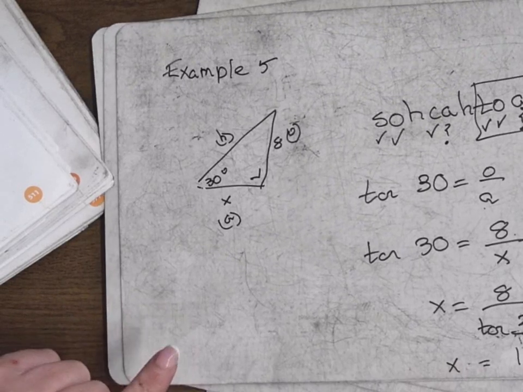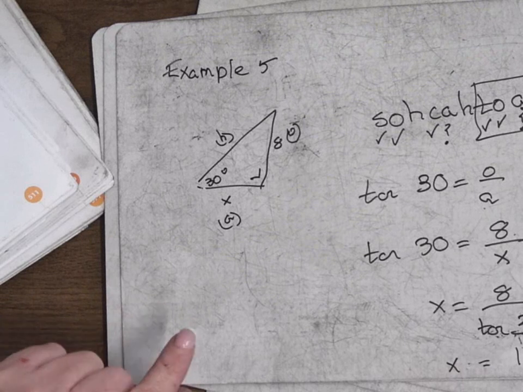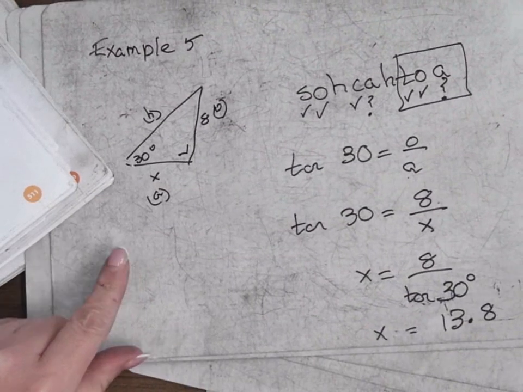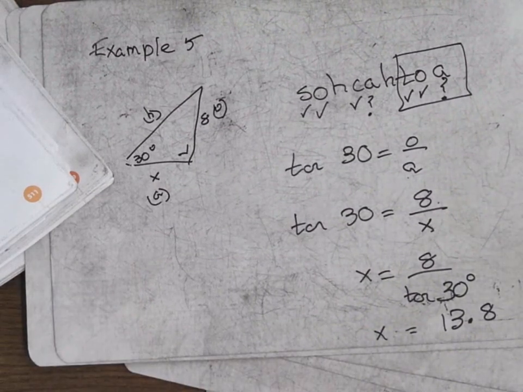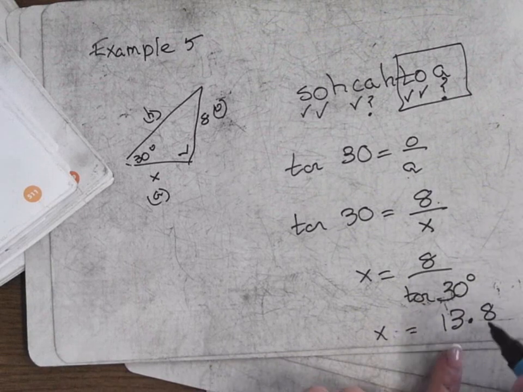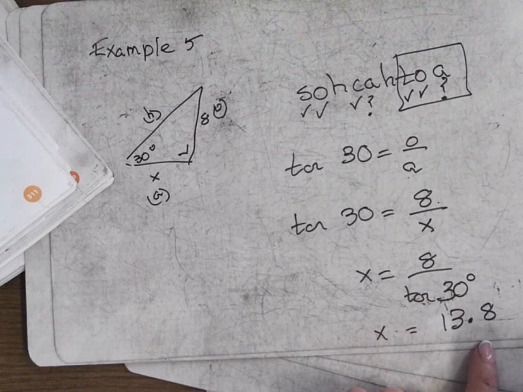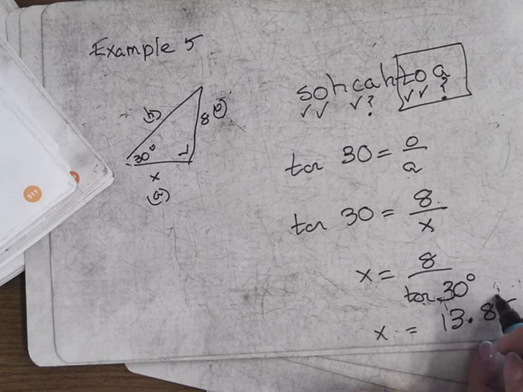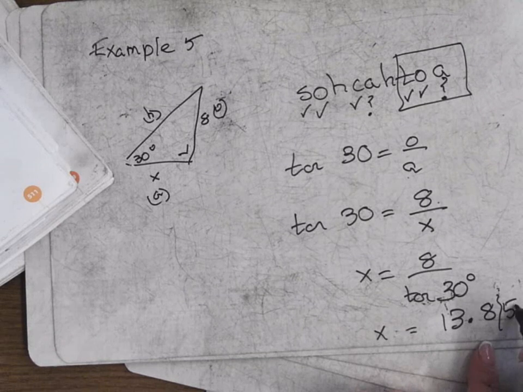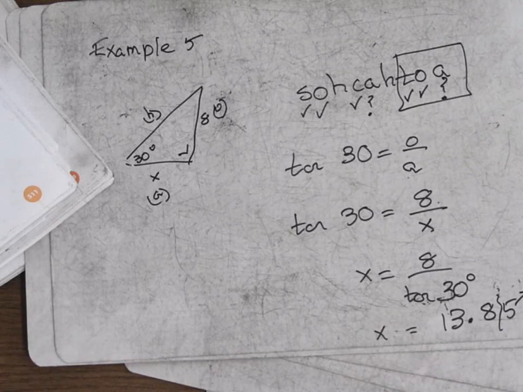Right, are we good? 13.9. Oh, sorry. Yes. It's 13.9 because it's 13.85, so that should be 13.9. Okay, sorry, I confused the first person. Are we okay? Yeah. Right, questions?